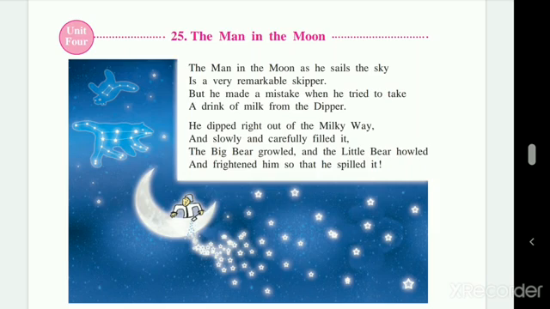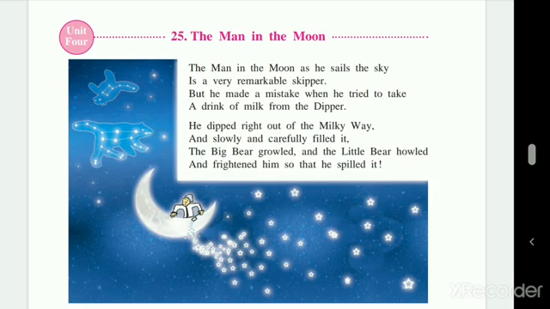The poet says that the man in the moon, as he sails the sky, is a very remarkable skipper. It means the captain of the boat which he sails in the sky is very unusual. But he made a mistake, when he tried to take a drink of milk from the dipper.